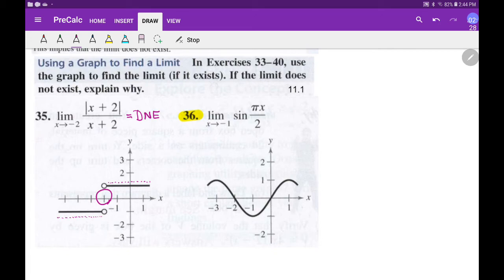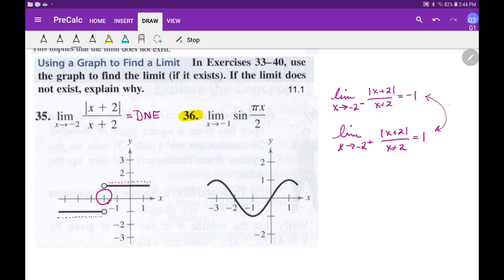We haven't started writing this yet, but I would say the limit as x approaches negative 2 from the left is negative 1, and the limit as x approaches negative 2 from the right is positive 1, and so they're not the same.